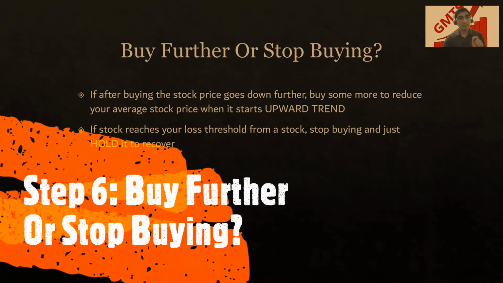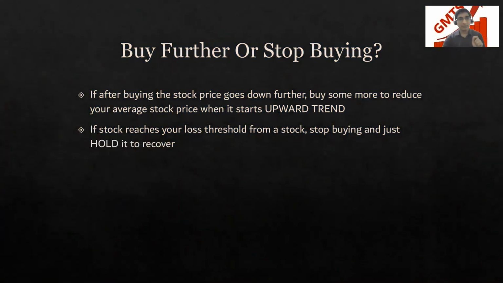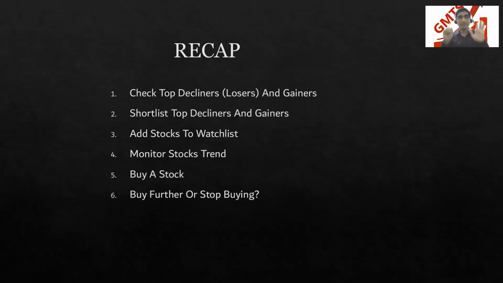Now coming to the sixth and last step, whether to buy further or stop buying, it actually depends. If after buying the stock price goes down further, buy some more to reduce your average stock price when it starts its upward trend. If the stock reaches your loss threshold, stop buying and just hold it until it recovers. These were the 6 steps that I had to share with you in this video.